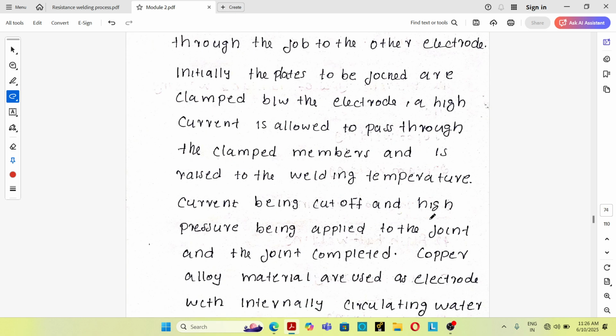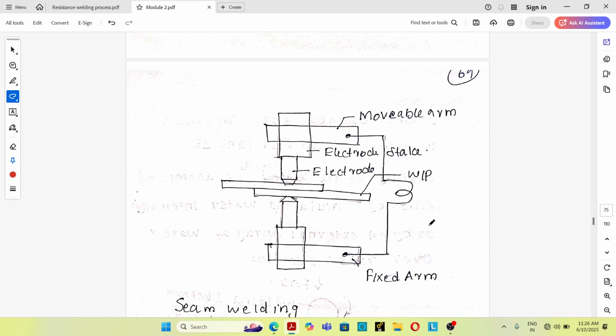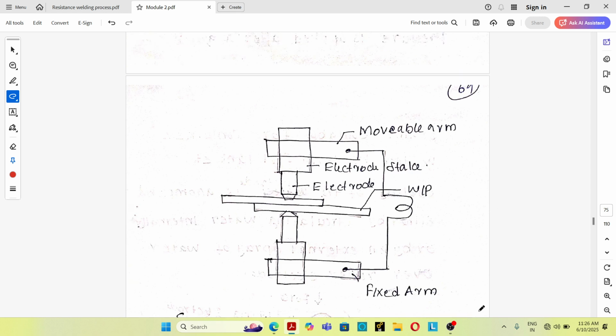There are 3 steps in a spot welding process. This is the figure of the spot welding process. It consists of 2 electrodes. Copper alloy electrodes are commonly used, which have an internally circulating water cooling system in order to cool the electrodes. These are the workpieces to be joined. Commonly a lap joint will be formed through the spot welding process. So initially the workpieces to be joined are placed between 2 electrodes.